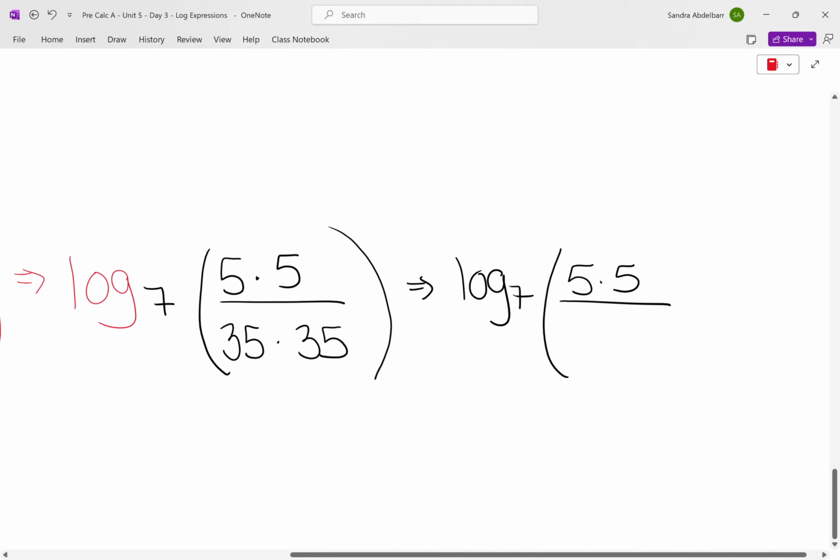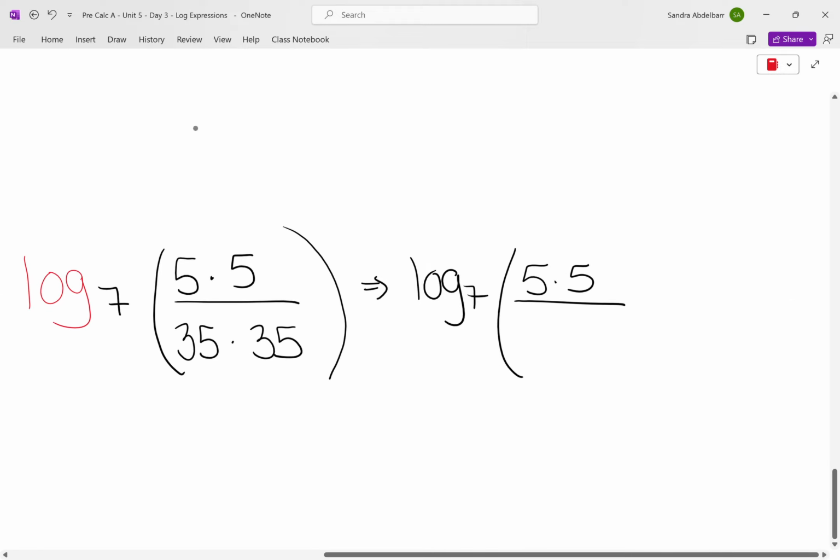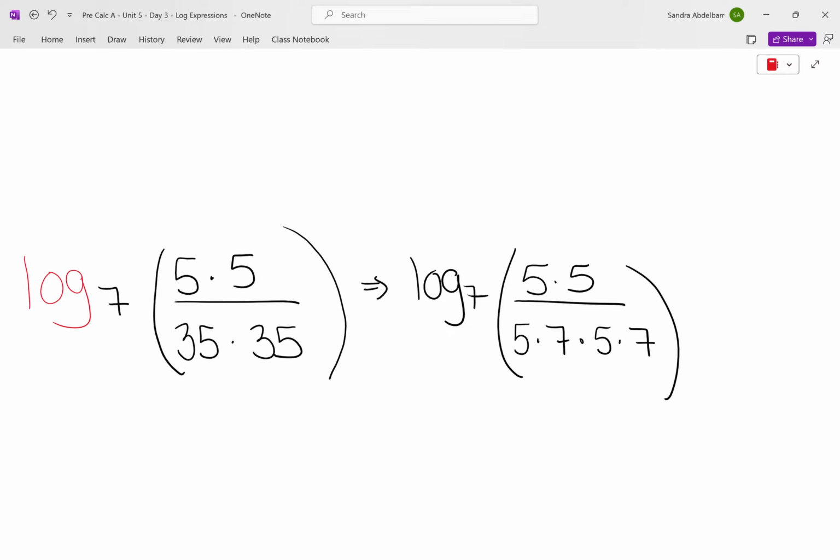This is log base 7 of 5 times 5 over 35. Isn't that 5 times 7 times another 5 times 7? So now since it's all multiplication, can I cancel? These 5's will cancel, and these 5's will cancel. So now I'm left with log base 7 of 1 over 49.